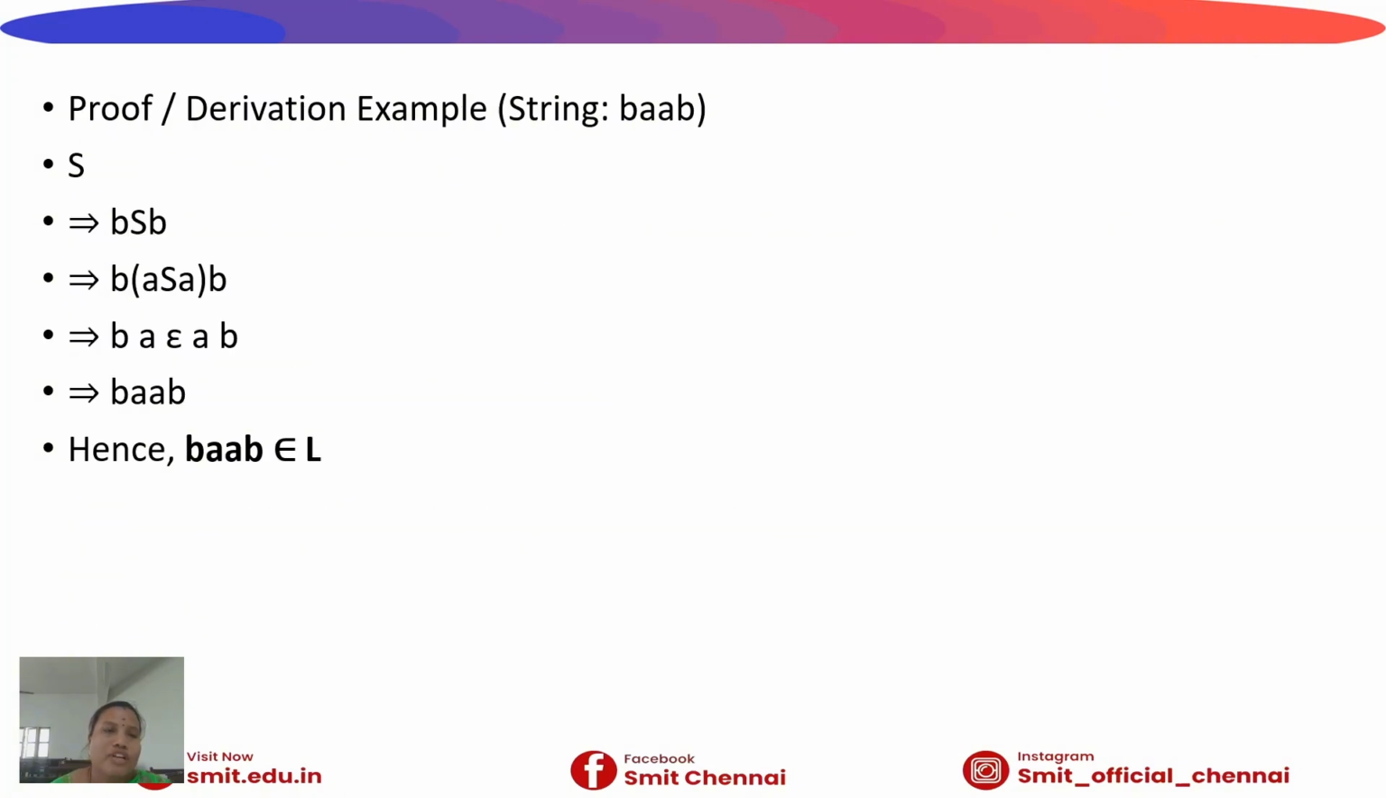Now the proof of derivation, with one example string baab. S is the start symbol, substituted by bSb. Then S is substituted by aSa, and the last b is substituted. Then a here, S becomes epsilon, then a here and b here. So the final string baab belongs to L.